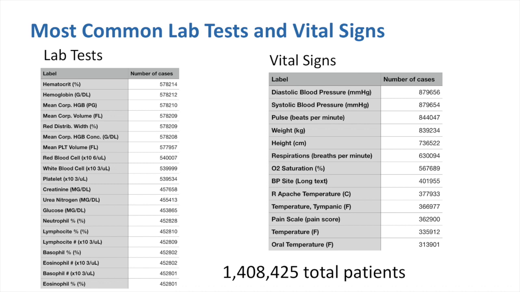After these filtration steps, we decided to limit the lab tests and vital signs we considered even further. With almost 1.5 million total patients in our dataset, we counted up the number of cases for each test and picked the most common 20% in each category. These tables show the 20 most common lab tests and 10 most common vital signs. Our final set of data included 109 labs and 11 vitals.